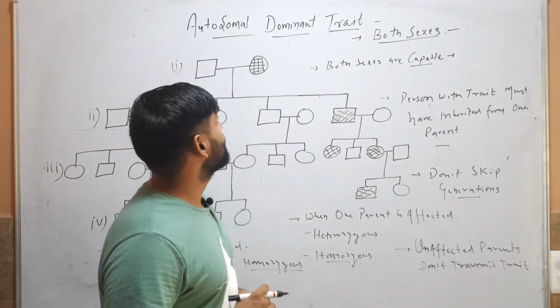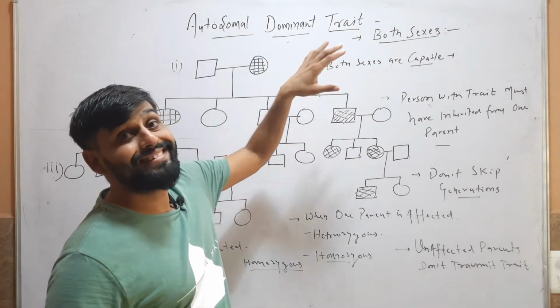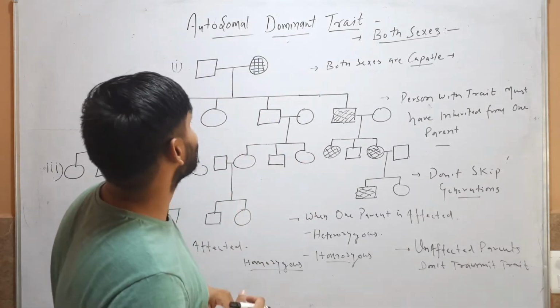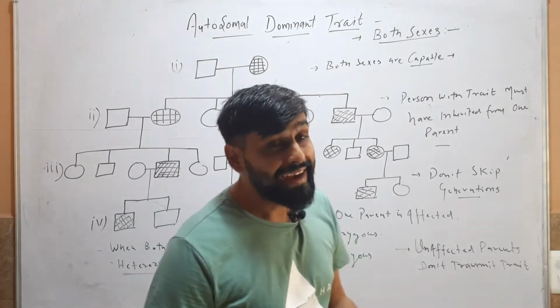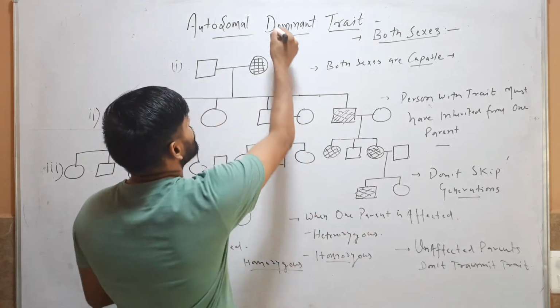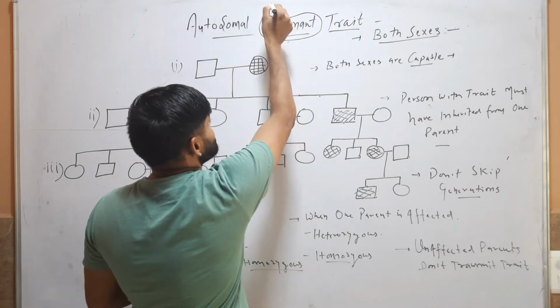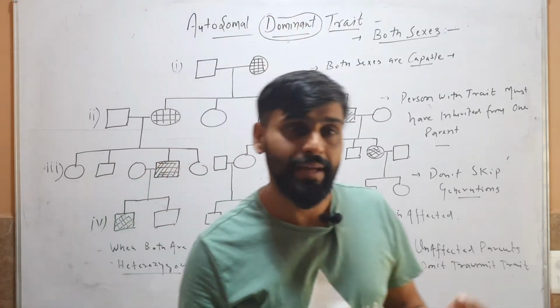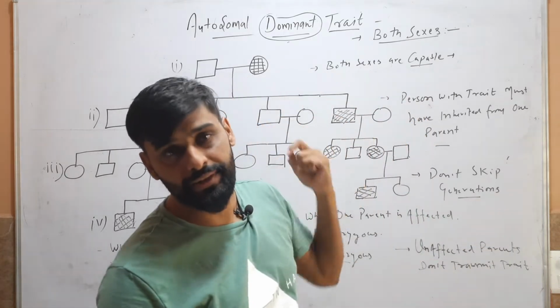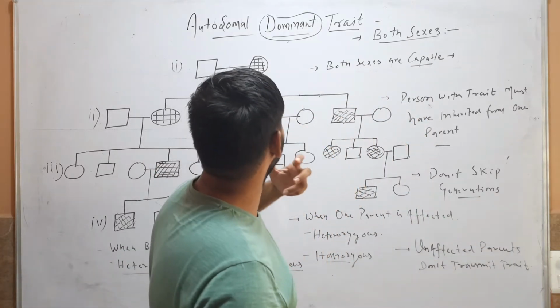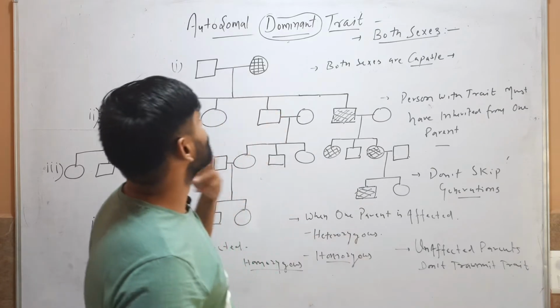In this video, we will discuss autosomal dominant trait. So what is autosomal dominant trait? A trait that is present on autosomes and whose inheritance is dominant, meaning a single allele of that trait, when present in a person, will show that trait. So these types of traits are called autosomal dominant traits.